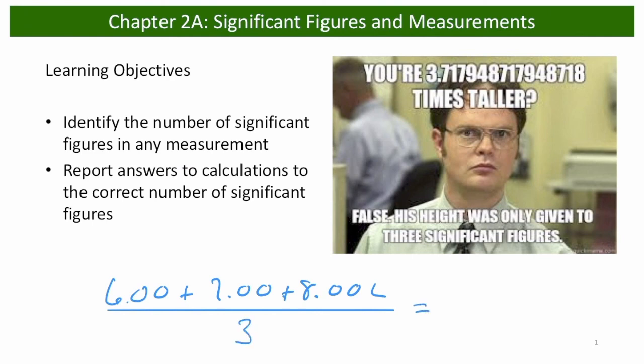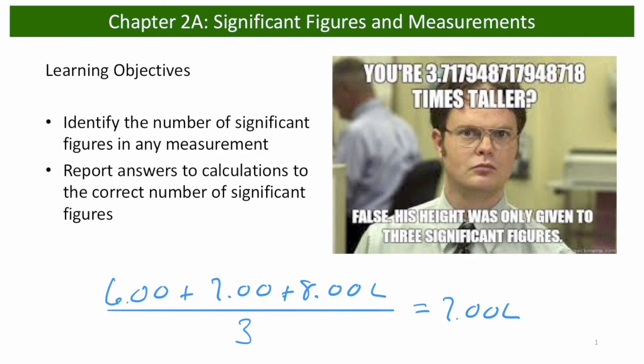Now 3 is not a measurement, right? You're just taking an average of these three numbers. So 3 is not going to control the number of significant figures. The only thing that's going to do that is the top three measurements. So the answer to this is, of course, going to be 7.00 liters. We're just making the number simple. Hopefully that makes something a little bit more clear about when significant figures need to be used.